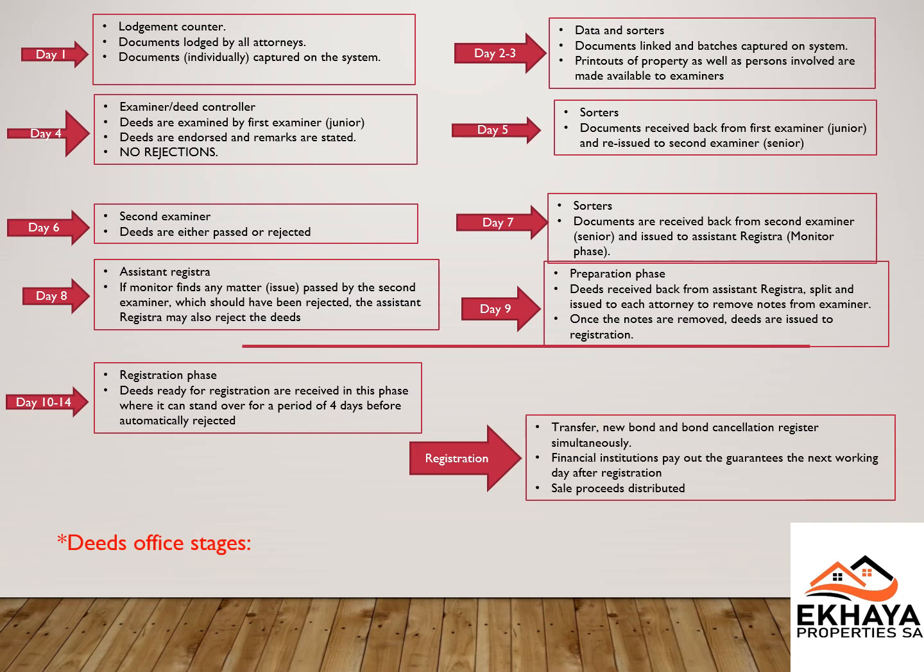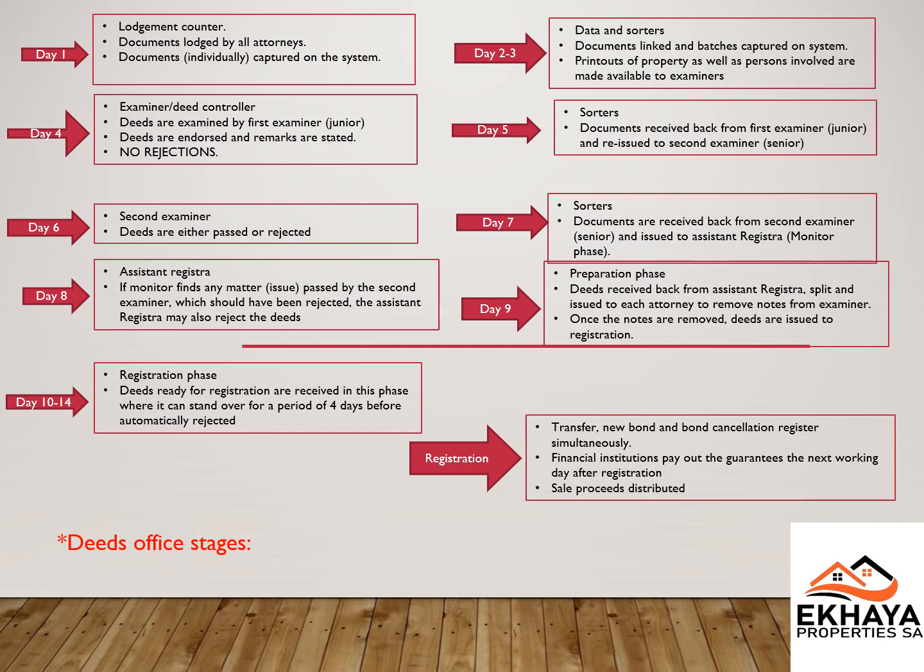On day 4, the deeds are examined by the first examiner, who is a junior. The deeds are endorsed and remarks are stated. If there is nothing wrong, then they will write no rejections. On day 5, the documents are received back from the first examiner and reissued to a second examiner, who is now a senior. On day 6, the deeds are either passed or rejected by this second examiner.